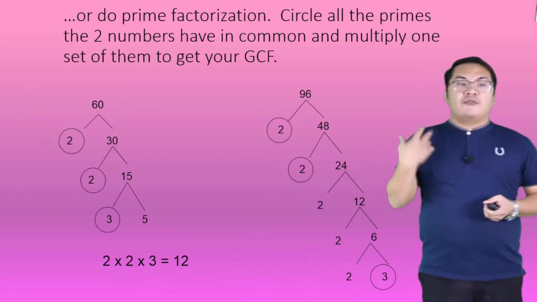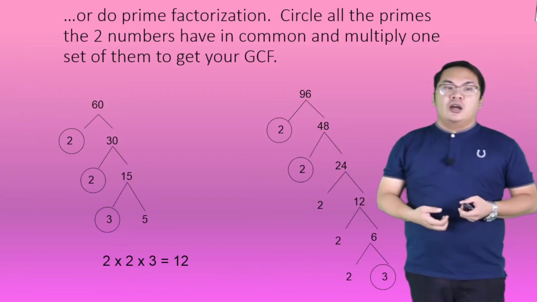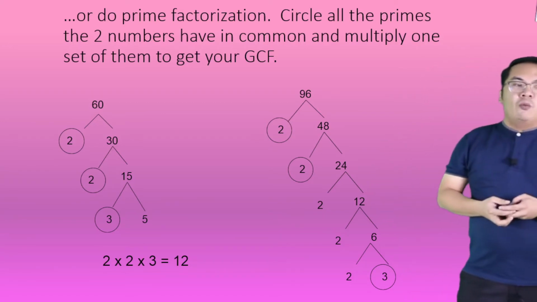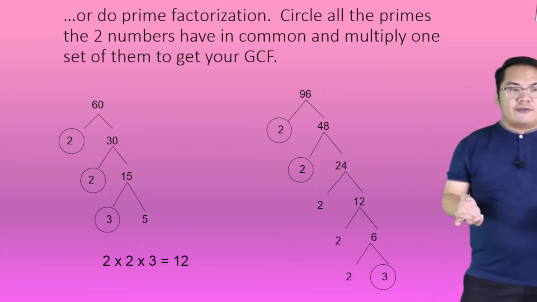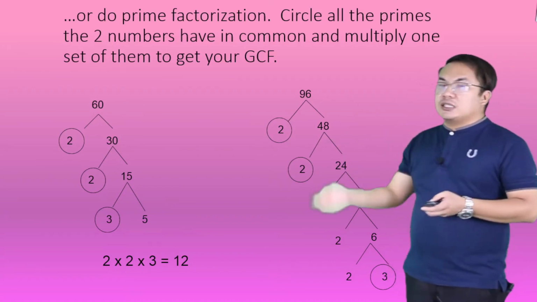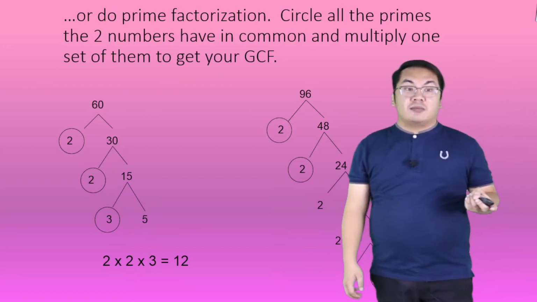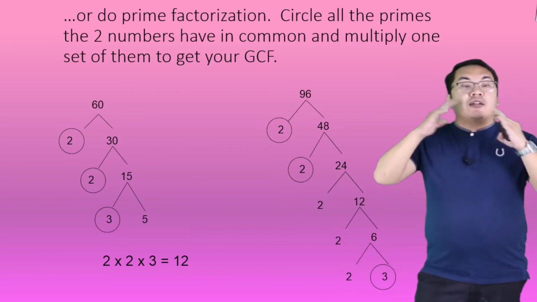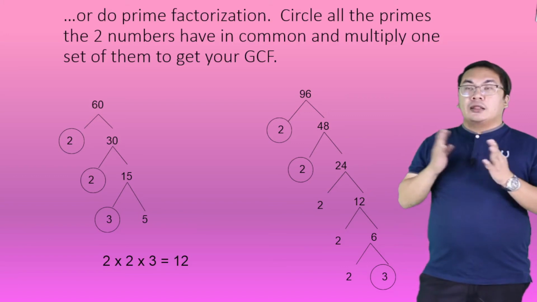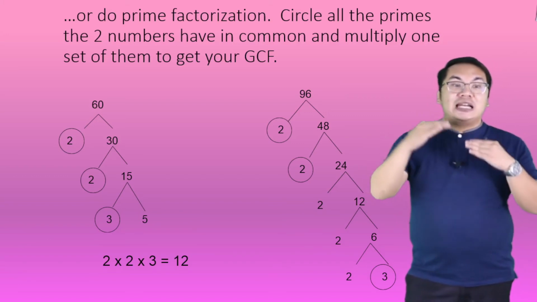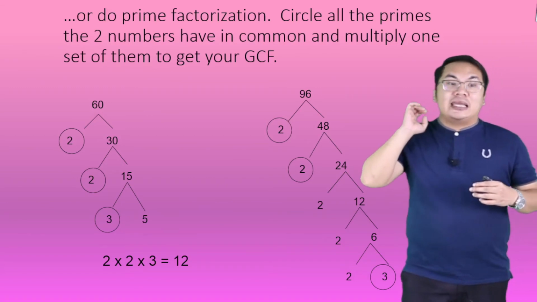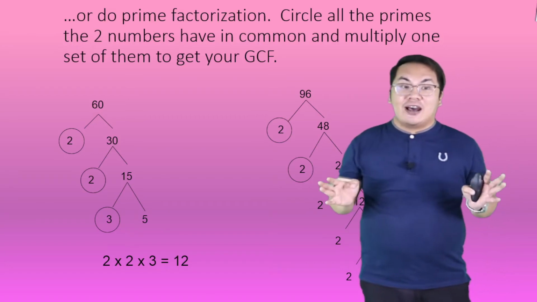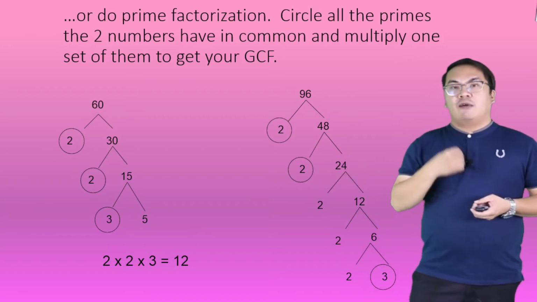Or, you can do prime factorization, circle the prime numbers the two numbers have in common, then multiply one set of them to get your GCF. You're just going to divide them by 2 if it is divisible by 2, or factorize them by the smallest number possible. Prime numbers are numbers that don't have more than two factors. We're just going to have 1 and itself as factors.